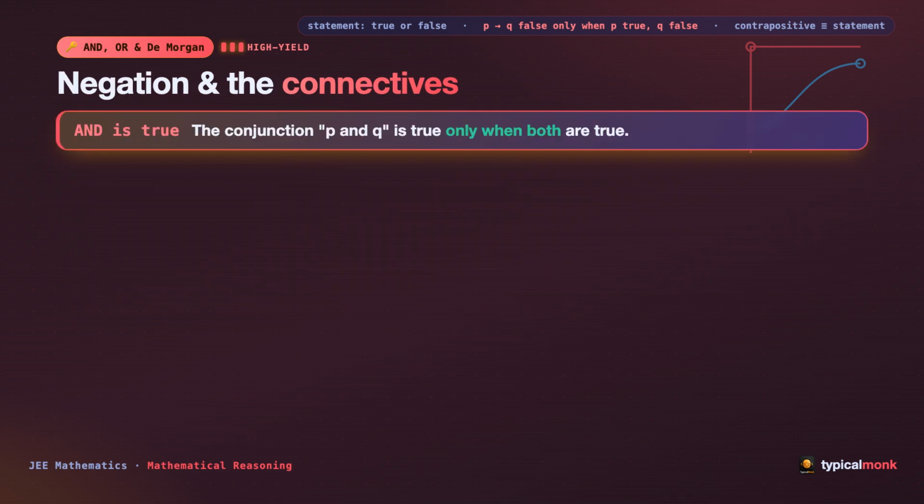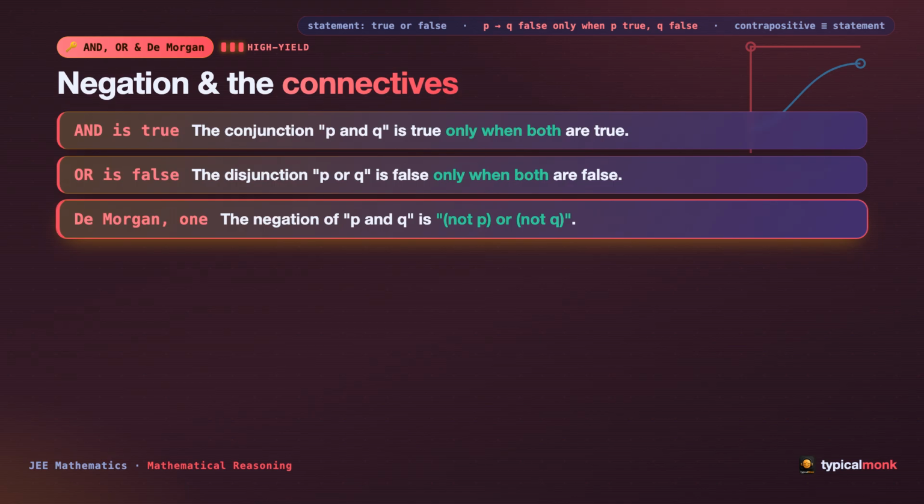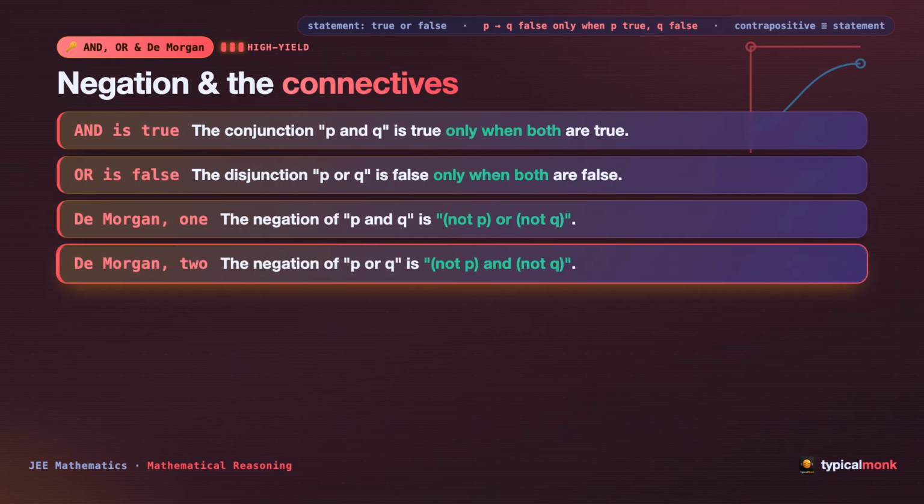Now the connectives and how to negate them. And is true only when both are true. The conjunction P and Q is true only when both P and Q are true. Or is false only when both are false. The disjunction P or Q is false only when both are false. De Morgan, the first: the negation of P and Q is not P or not Q. De Morgan, the second: the negation of P or Q is not P and not Q. The and and the or swap under negation.